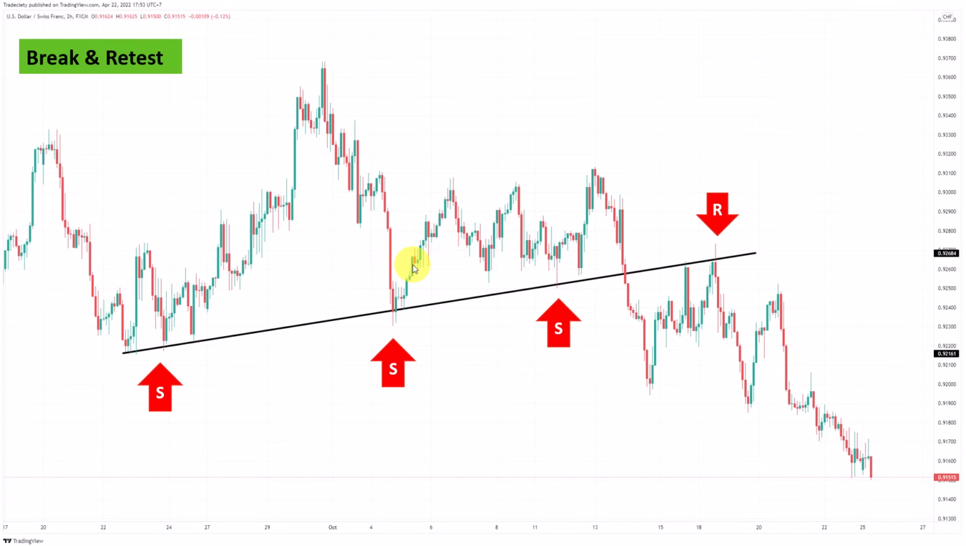The break and retest is another very important concept when it comes to using trend lines. Here we have a support trend line. The market eventually breaks the trend line, and what you will often see is that the market then uses this trend line as resistance.